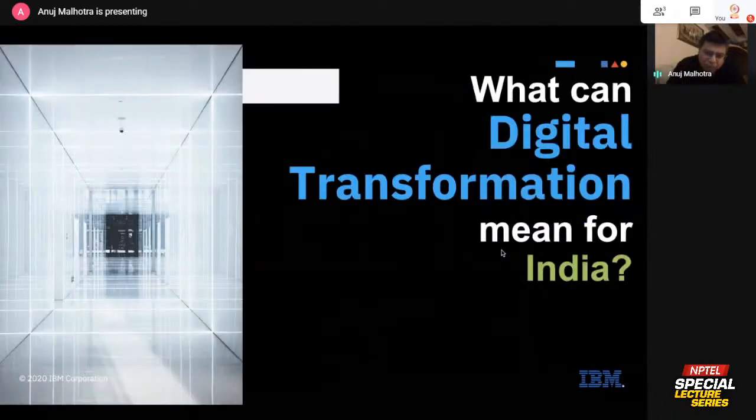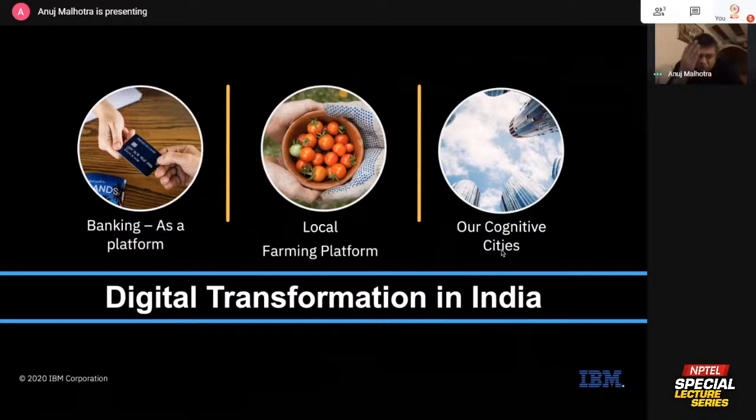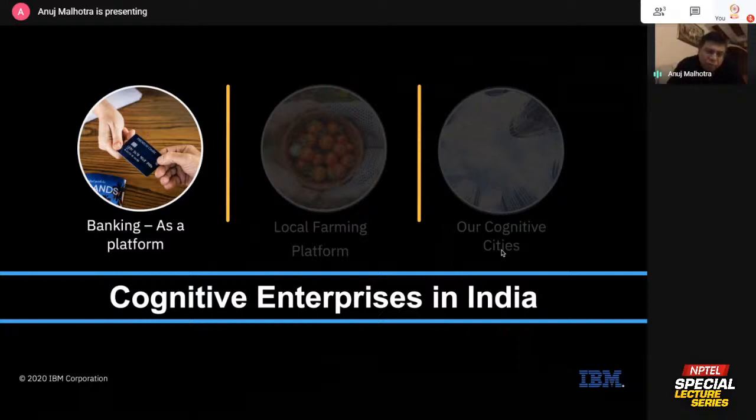But let's now go back and say, what can it mean for India, right? If I had a blank whiteboard and I had to draw out what it could mean for India. Let's take 3 use cases and talk about what digital transformation could mean for India. Let's start with 3 of these, which is banking as a platform, a farming platform, and cognitive cities, right? 3 areas where digital transformation can make a big difference to India. Starting with banking as a platform, let's go ahead and talk about it, right?